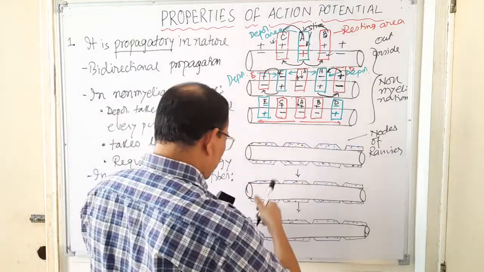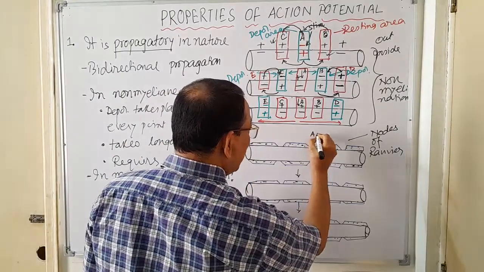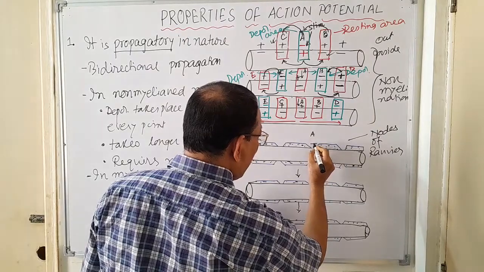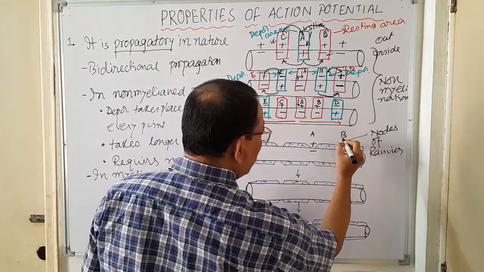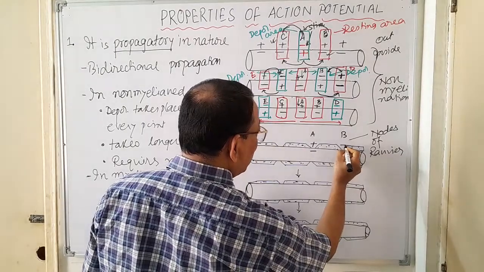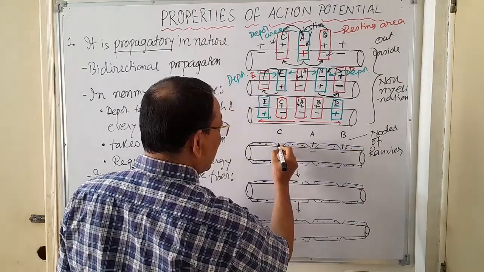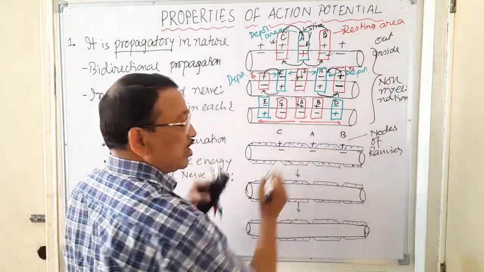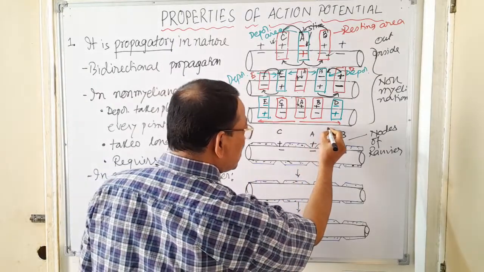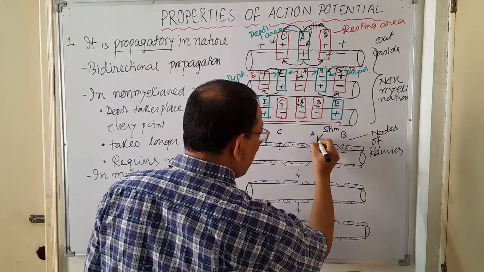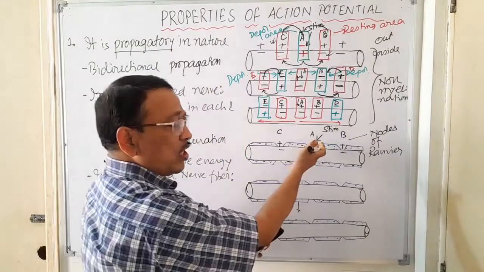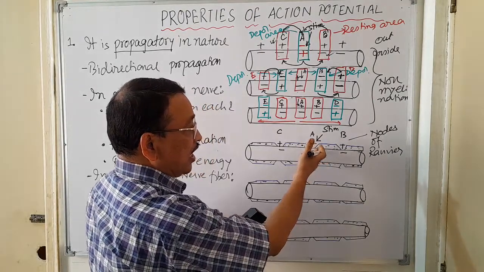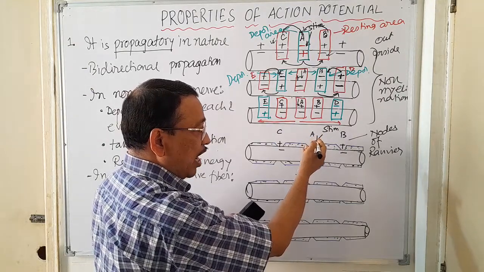So let us consider now, this is the point A. In the resting condition, inside is electronegative and outside electropositive. At the point B, again inside electronegative, outside electropositive. At the point C, inside electronegative, outside electropositive. This is the resting condition. Now if the stimulus is applied at A, sodium channels will open up here, so sodium will enter inside.